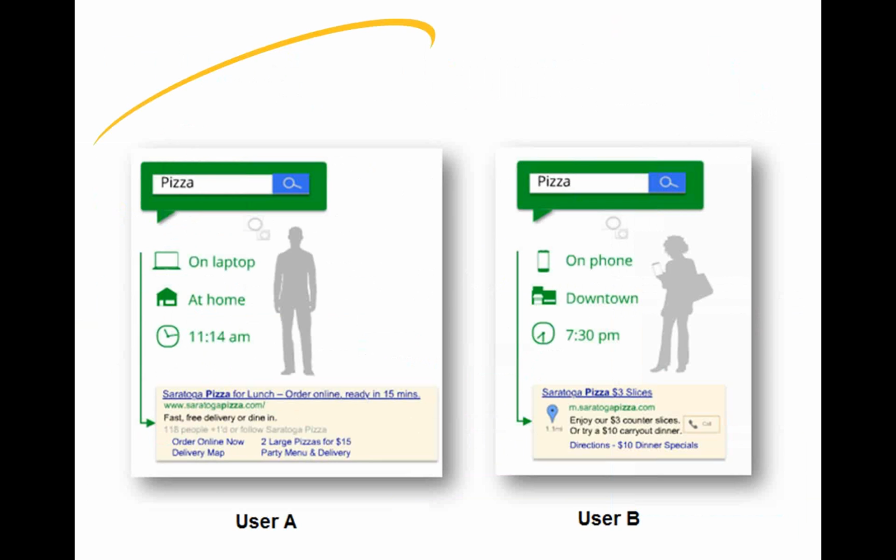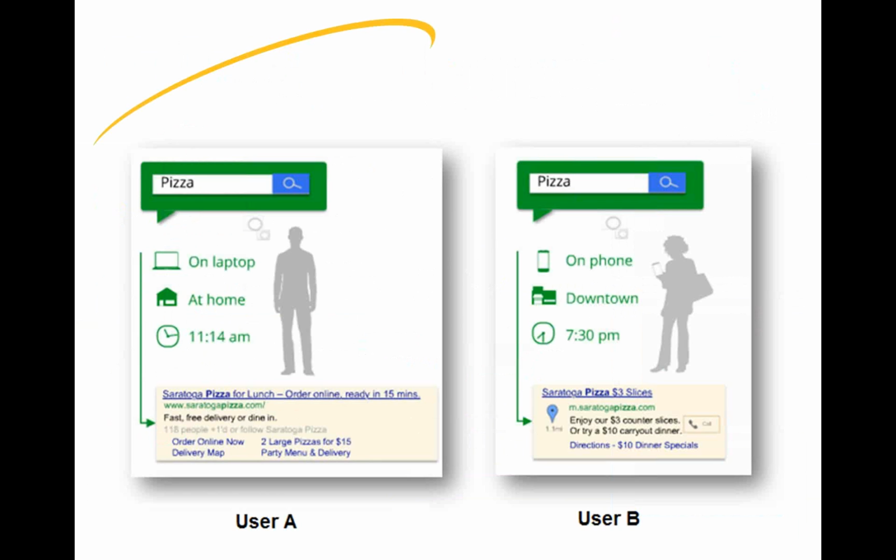But this is not a perfect science, but you can make a pretty good estimated guess by using some of this contextual information of what device people are on, where they're at, and when they're doing their search as to what they might be after. So a search for pizza, if a person is at home and it's just before lunchtime, let's show them an ad that says, hey, Saratoga Pizza for lunch. If it's in the evening and the person's downtown, chances are they're either looking for a quick dinner for themselves, so $3 slices, or maybe they're going to get something to take home.